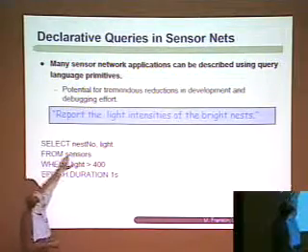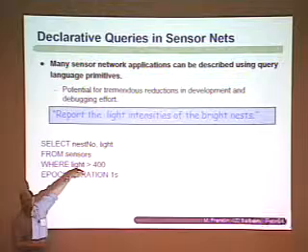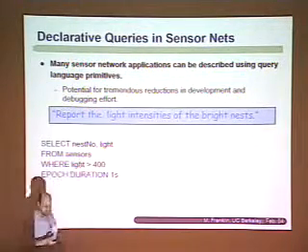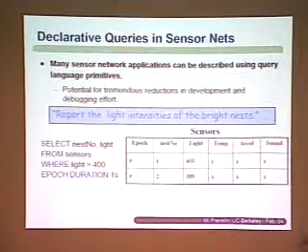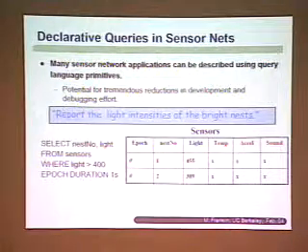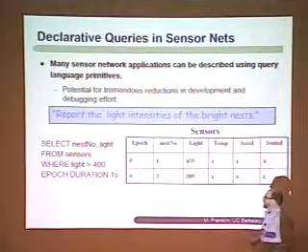Then we say, well, we're not interested in all those sensors. We're only interested in the ones where the light reading is above a certain threshold. And for those, we want to know what nest it is in, and what that light reading is. Oh, and there's one more thing: we have to add a sample rate to this, because we have to say how often we want to query the sensors. That's what this epoch duration is. It says we want to sample once a second.